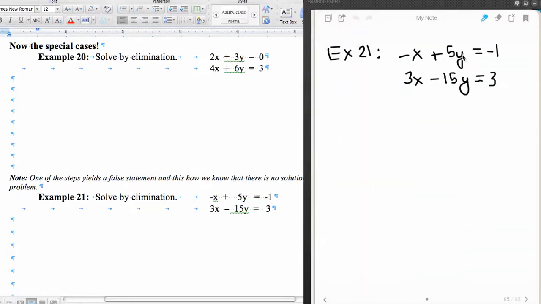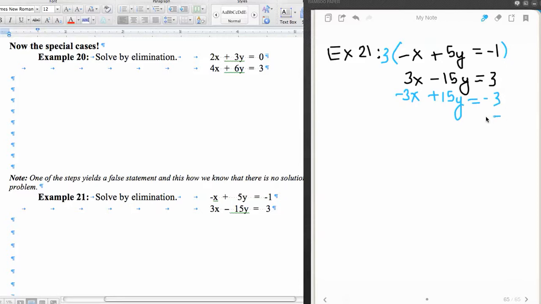All right, now the next one, same thing. I already have them both in standard form, so I'm just going to focus my attention on one variable. I'm going to focus on the x's again. So I'm going to multiply my first equation by a 3 and then add the equations together. So 3 times a negative 1 gives me a negative 3x, and then 3 times 5, which gives me a positive 15y, and then 3 times a negative 1, which is going to give me a negative 3.